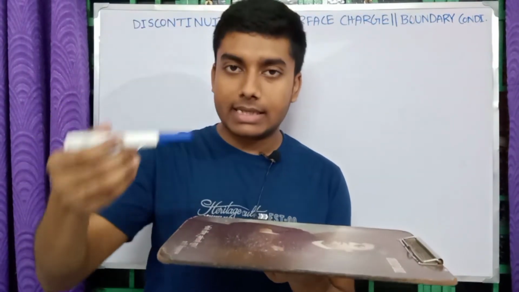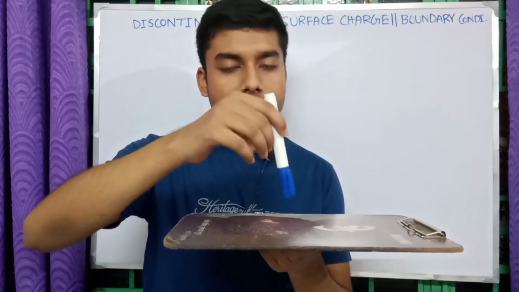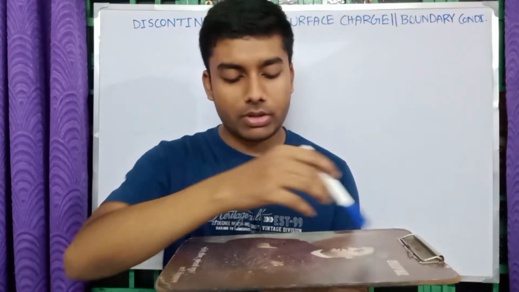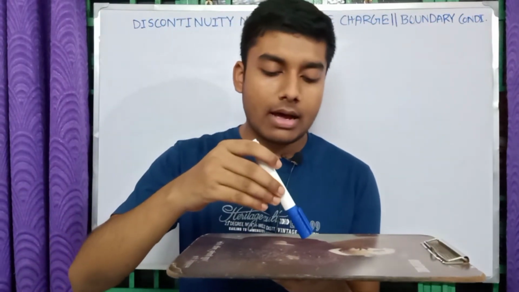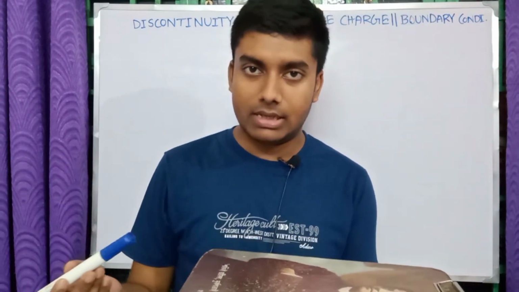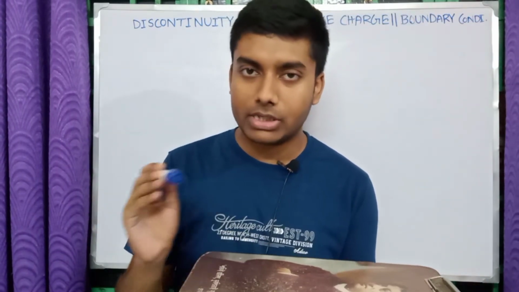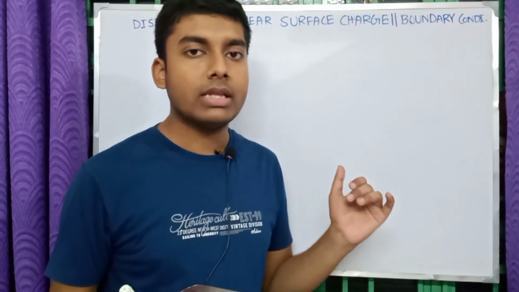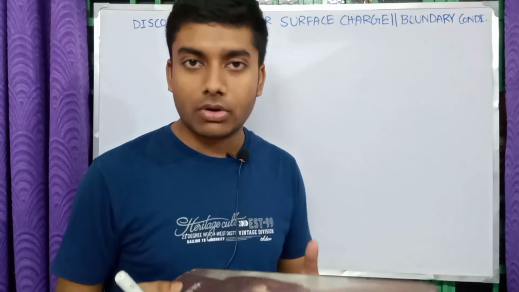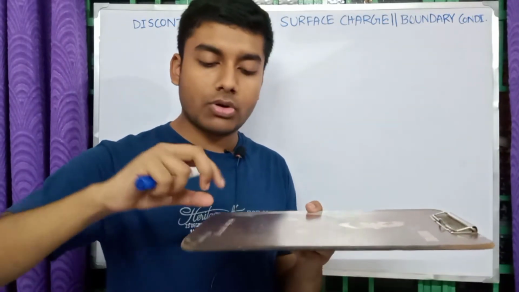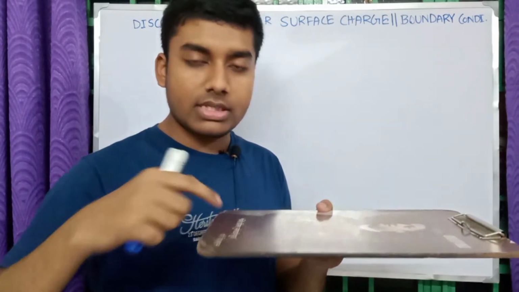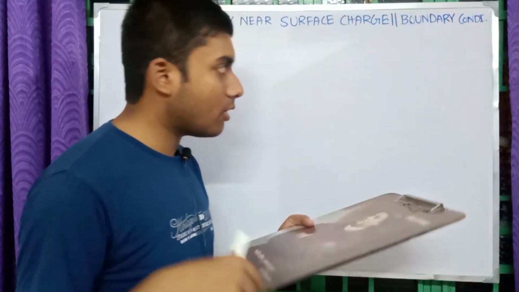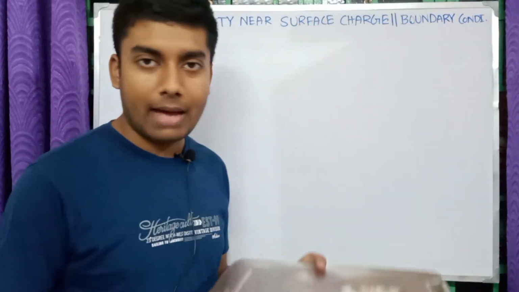But we can see that when we cross this surface charge, there is an abrupt change in the electric field, in the magnitude of the electric field. So in this video I will discuss this discontinuity, and I will derive the amount of discontinuity that happens due to crossing this surface. I will also discuss why this discontinuity happens.